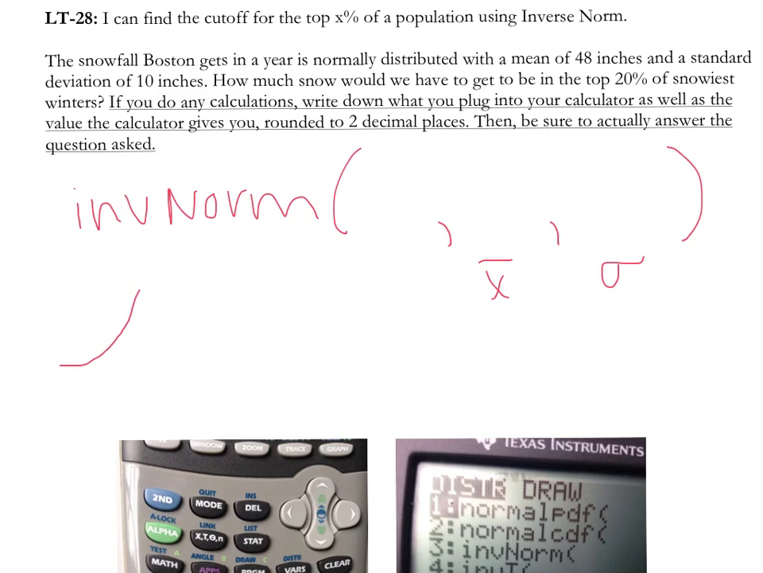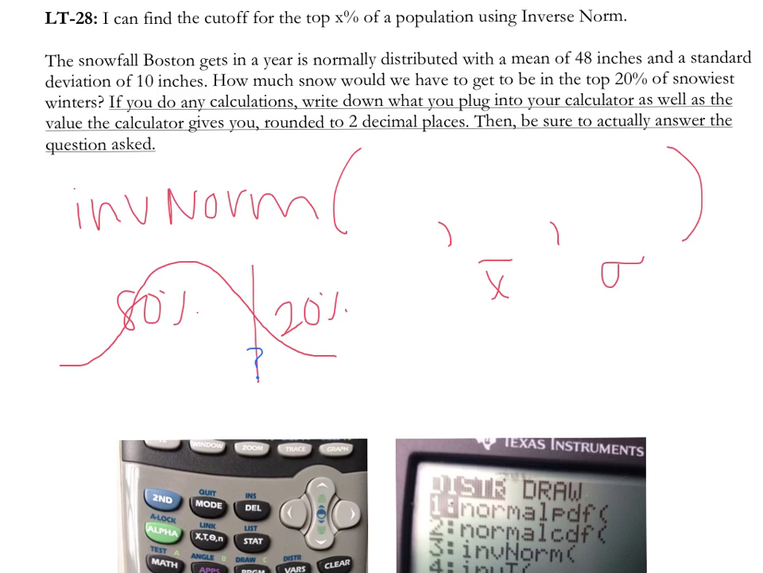I'm just going to draw myself a quick little picture. So here's my little normal distribution that represents snowfall. And I'm interested in the top 20% of winters, and I want to know what is the cutoff value that divides our normal distribution between the top 20% and the bottom 80%. Now, when they wrote the programs for your calculator, they just had to make some arbitrary decision whether it would take in this number to the right or if it would take in this number to the left.